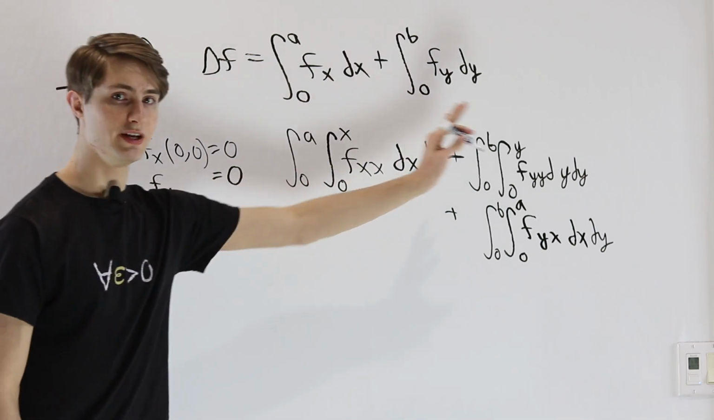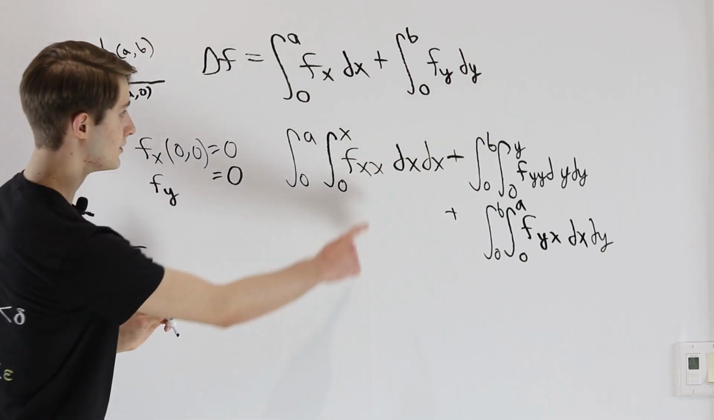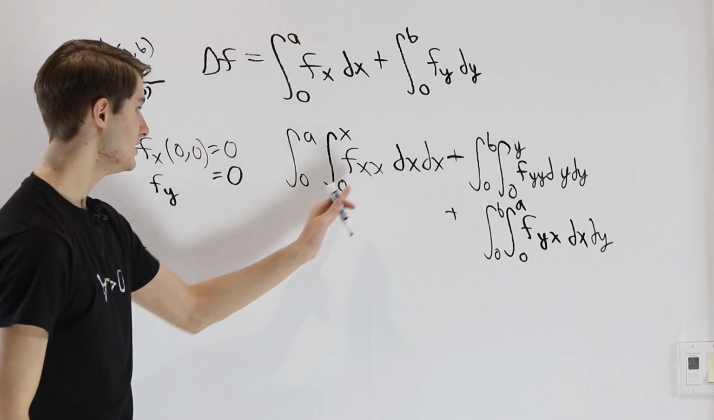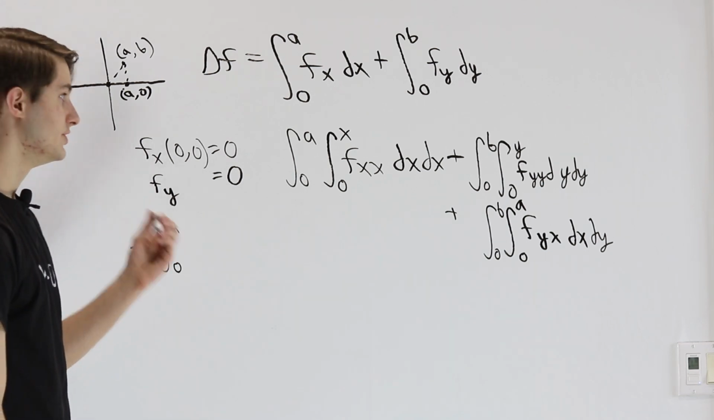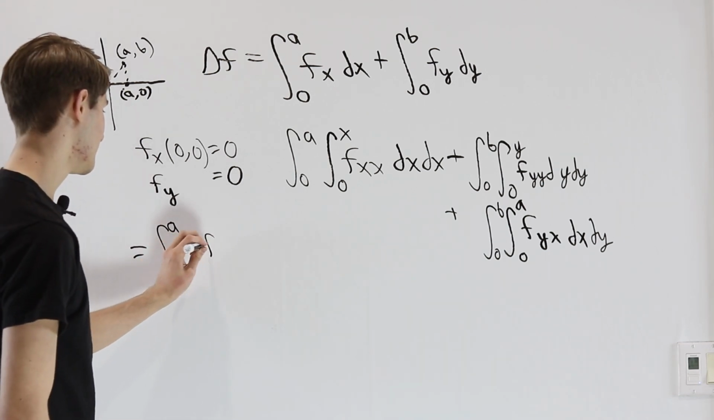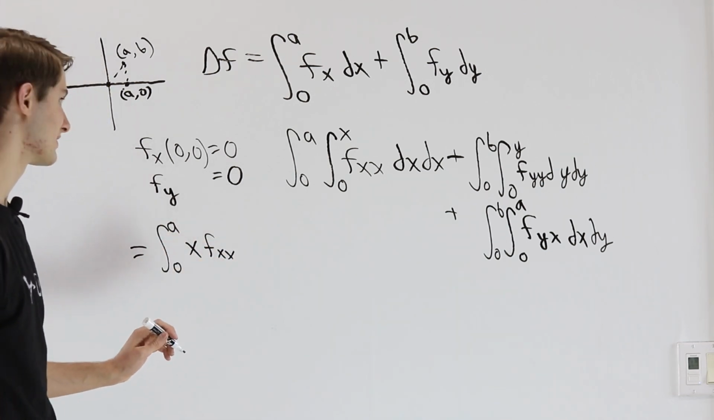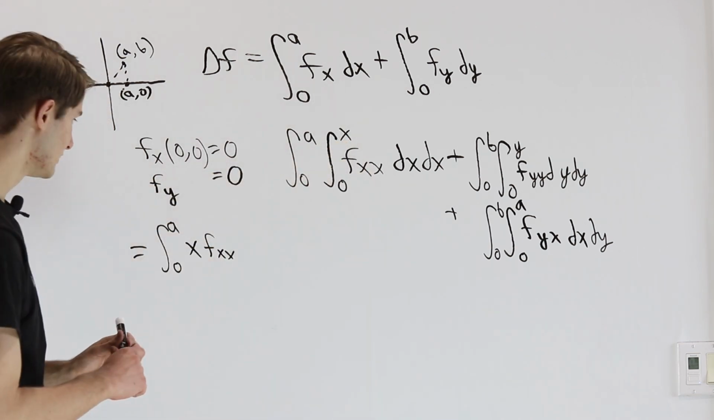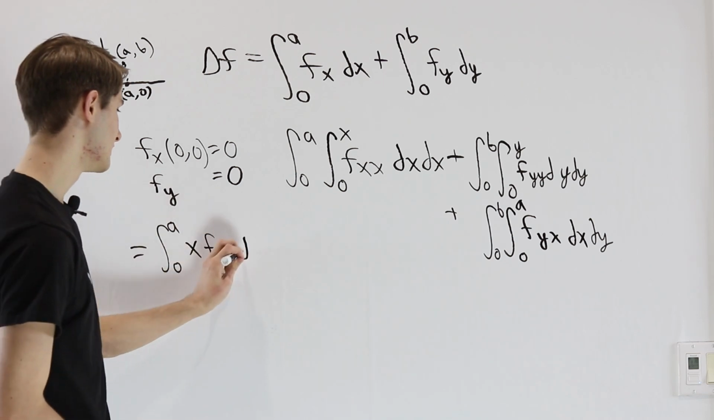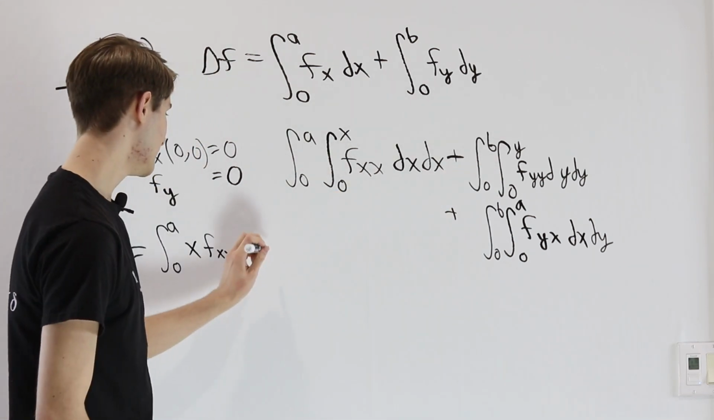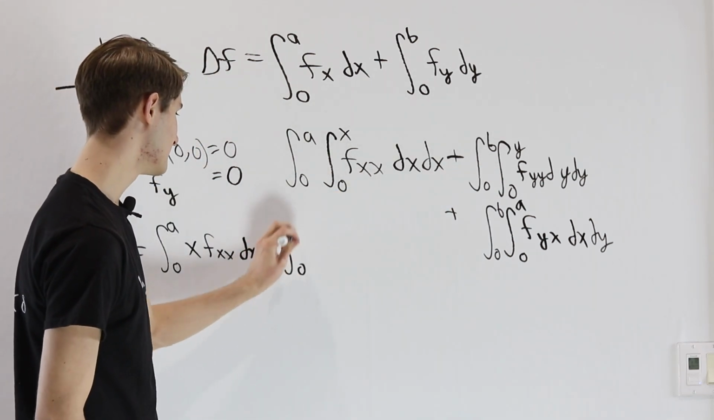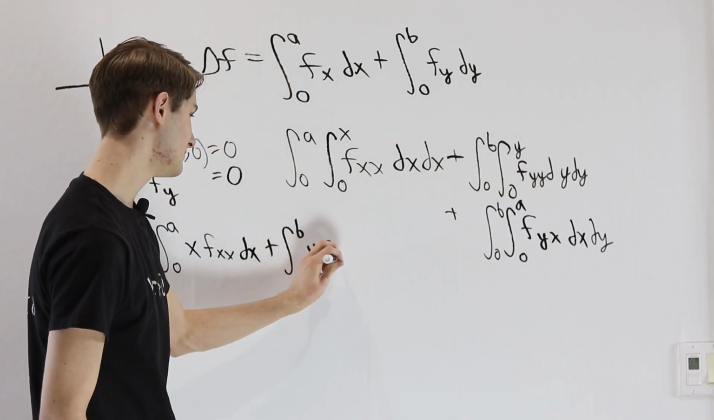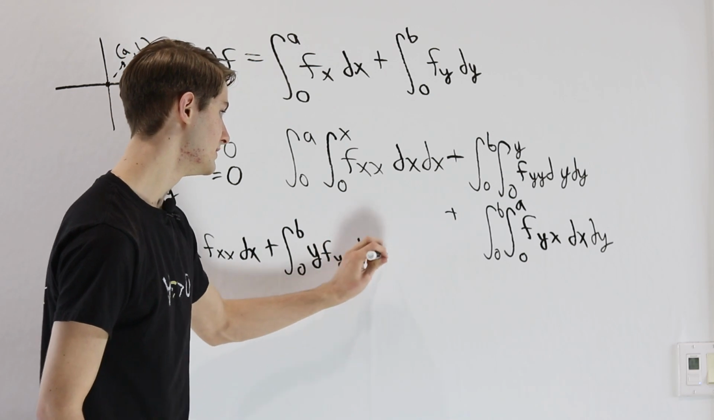If we do the first integral in each of these situations, remember that f sub xx we're assuming is a constant. So the integral of a constant is just going to give us x times that constant, f sub xx. And we're evaluating that at the bounds x and 0, so this is the result we're going to get. After that, for our second integral, it's going to be the exact same thing. The integral from 0 to b, this integral is going to evaluate to y times f sub yy dy.